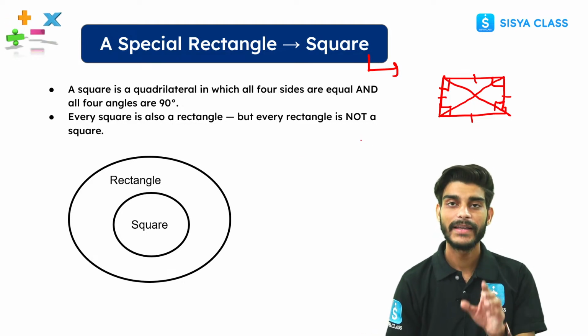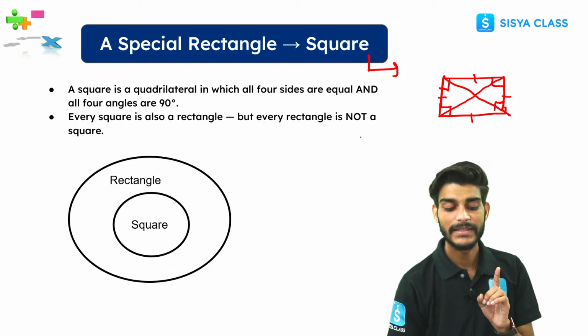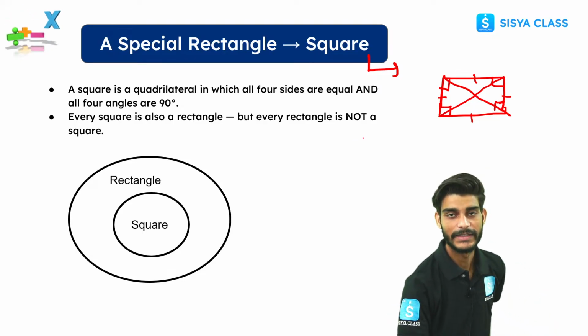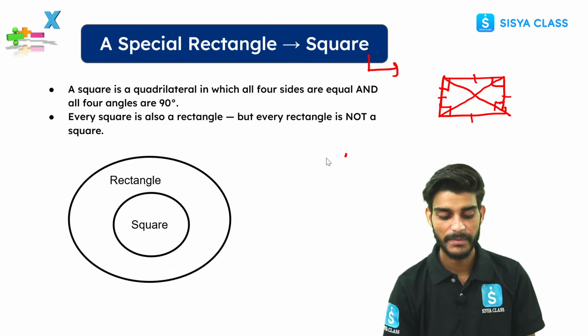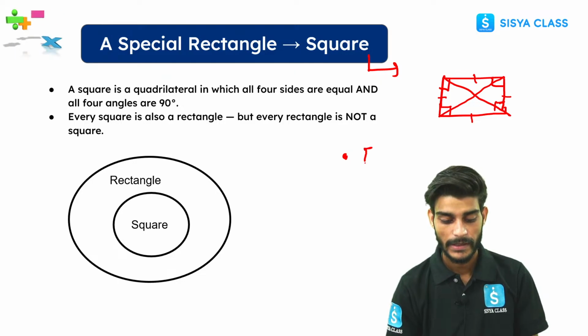So every square is a rectangle. It is correct. I am writing one statement: every square is a rectangle. True or false? Tell me.